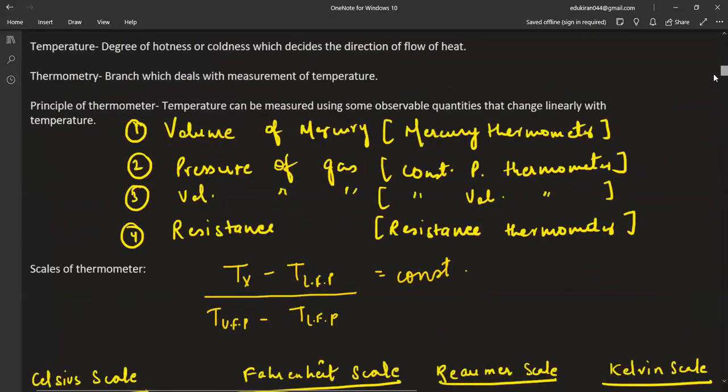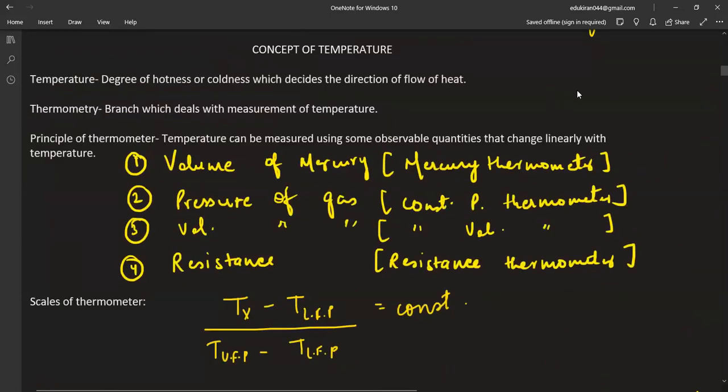Start writing it from here. Wherever you get stuck while writing, everything is written on the screen. Ask me in between. Start writing from here. Concept of temperature.